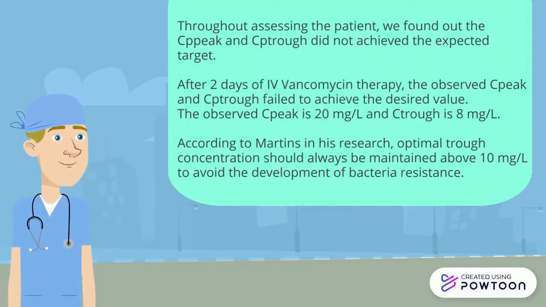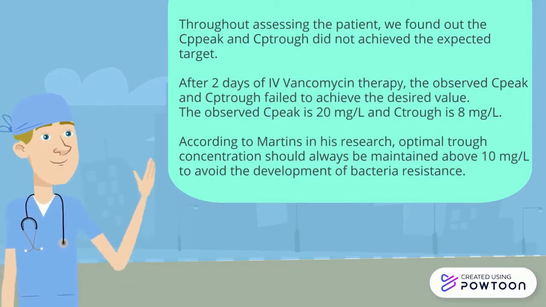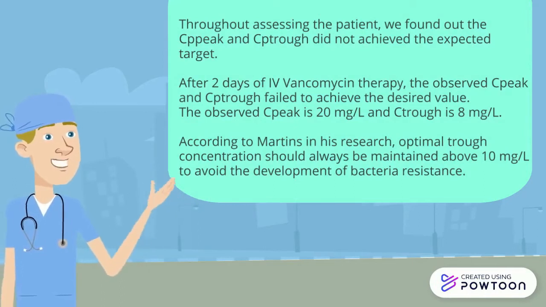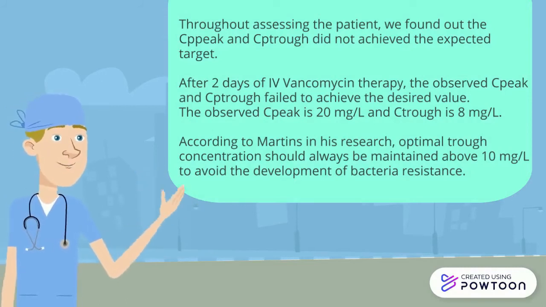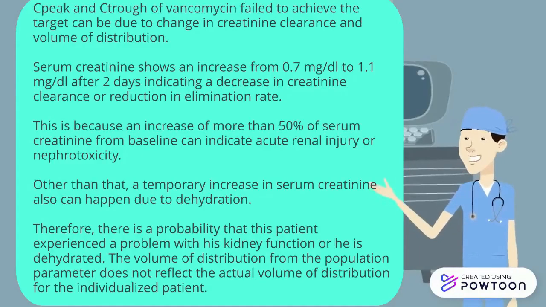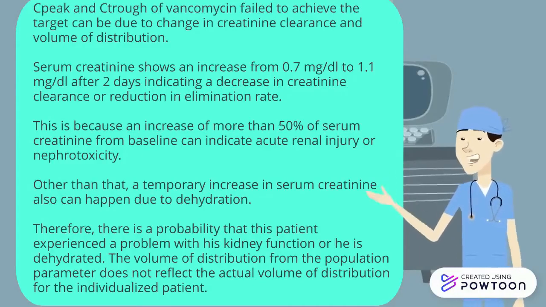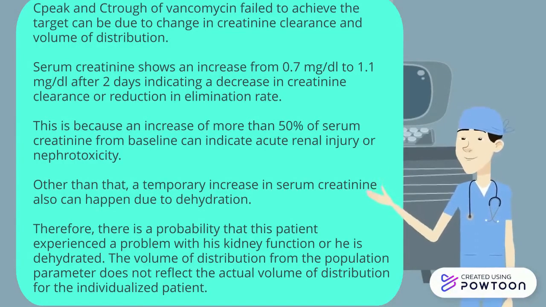The observed C-peak is 20 mg per liter and C-trough is 8 mg per liter. According to Martins in his research, optimal trough concentration should always be maintained above 10 mg per liter to avoid the development of bacterial resistance. C-peak and C-trough of vancomycin failing to achieve the target can be due to change in the creatinine clearance of the patient and the volume of distribution.